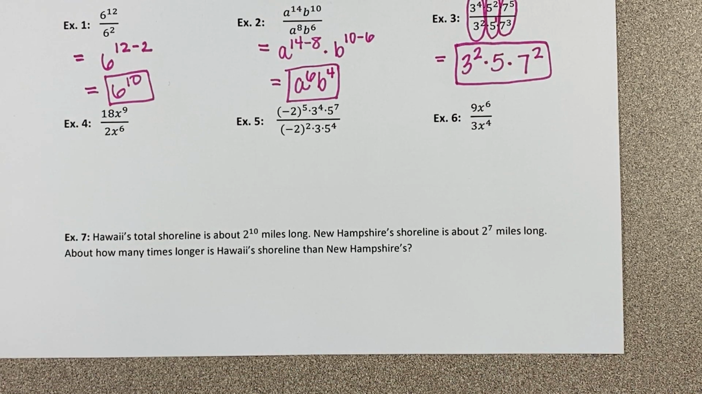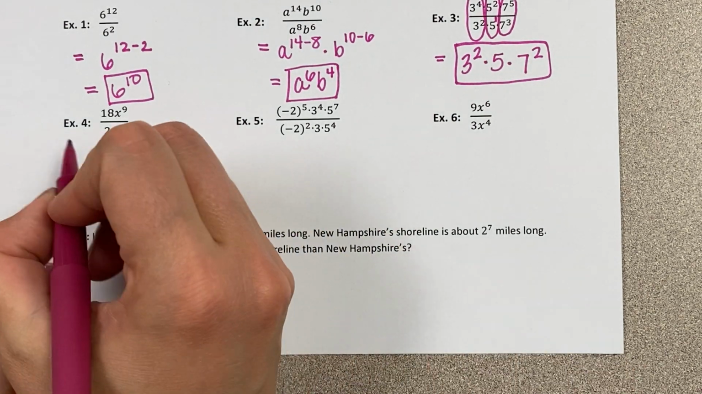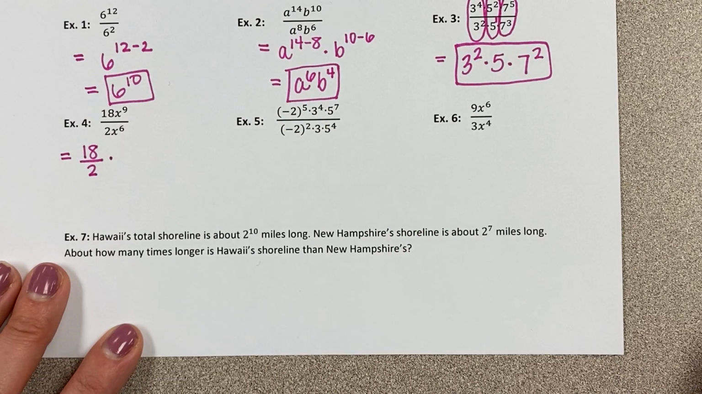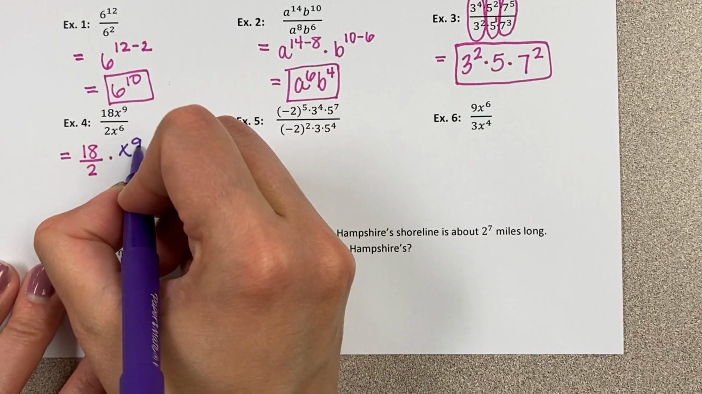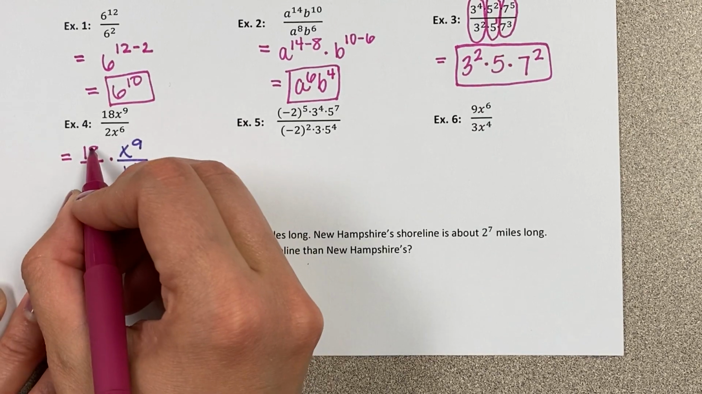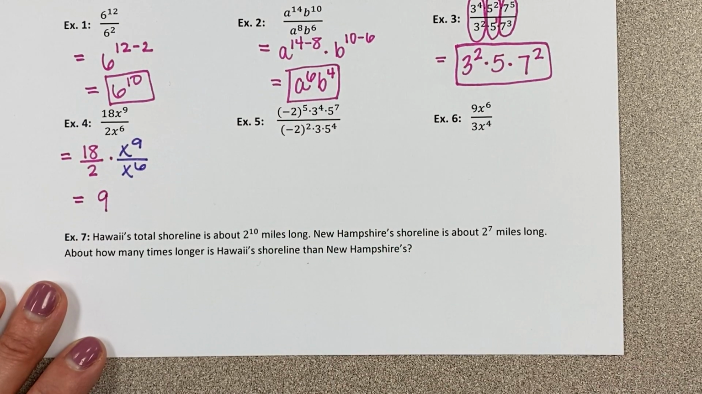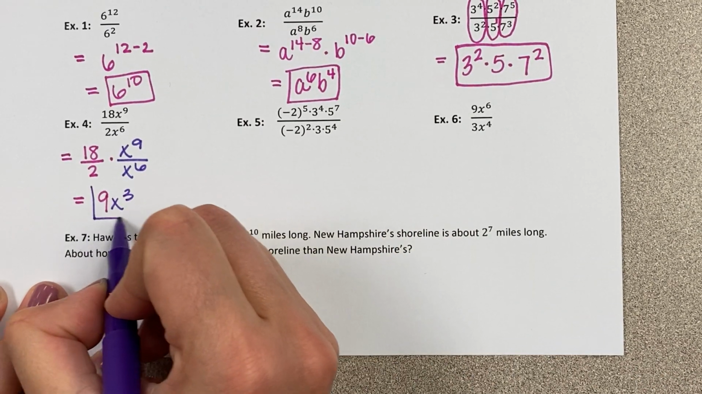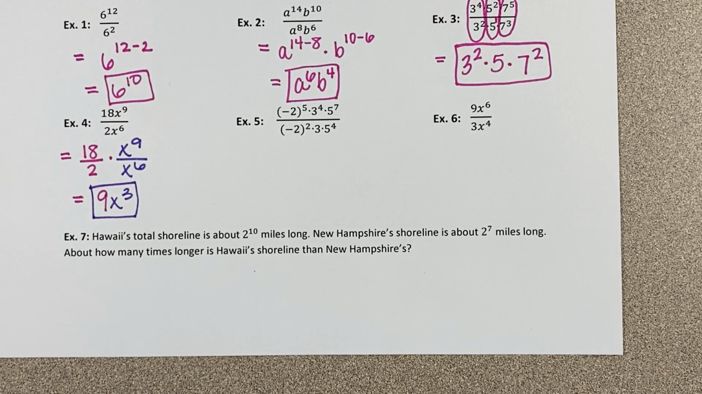All right, example 4. This one has coefficients. So you are gonna take the numbers and divide them, and then you are going to take the variables and do what we were doing earlier with them. So I'm gonna rewrite this with different colors again. So we have 18 divided by 2. And then we have the x's that go together. So when I solve this, 18 divided by 2 is 9. 9 minus 6 is 3. So our answer is 9x to the third.